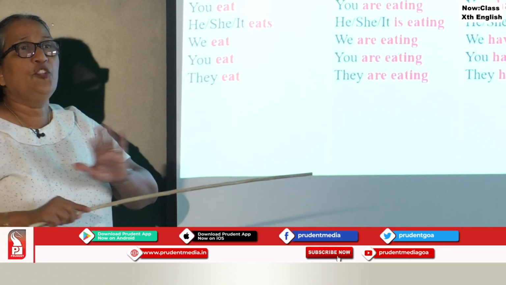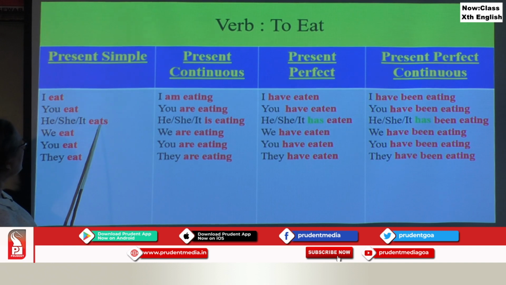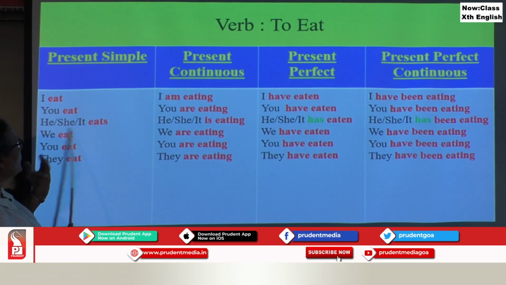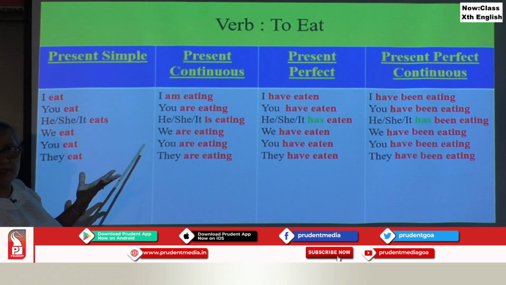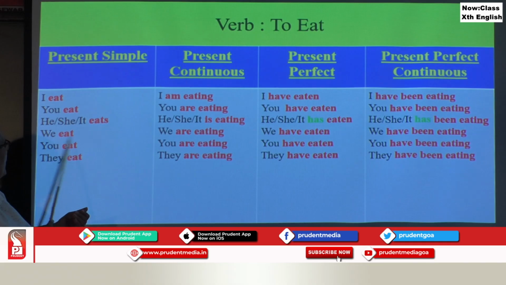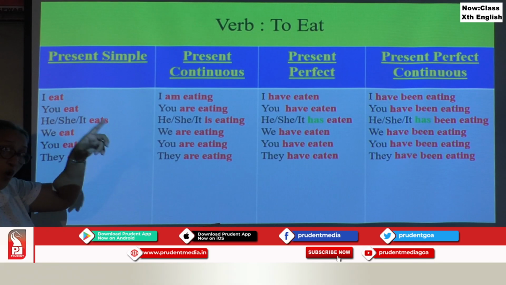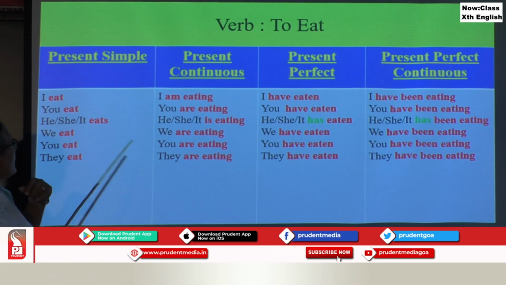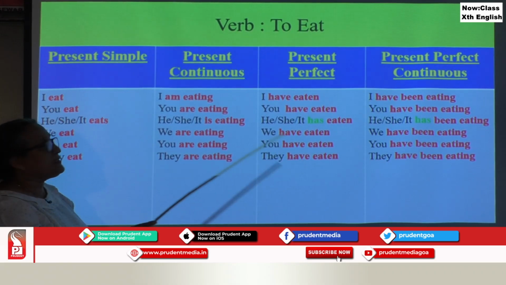Now let me take a normal form, though it is irregular. I eat, you eat, he, she, it eats, we eat, you eat, they eat. Drinks, I drink, you drink, he, she, it drinks. We drink, you drink, they drink. Sleeps, I sleep, you sleep, he, she, it sleeps. We sleep, you sleep, they sleep. But in the case of verbs ending with O, D-O, do, G-O, go, you get in the third person ES added. The other part remains the same.